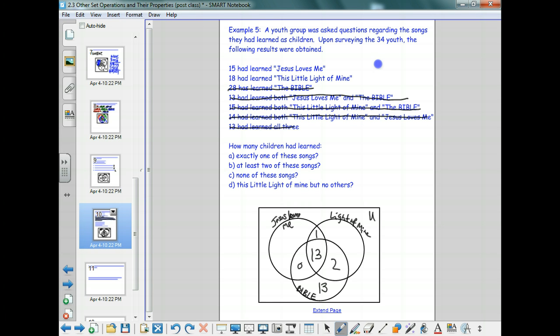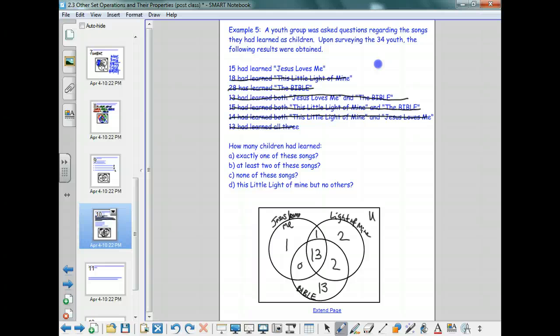18 had learned This Little Light of Mine. Okay, so and where'd you get the 16, Mackenzie? All right, so this 1, this 13, and this 2 make a total of 16. The whole circle is supposed to be 18, which leaves me with 2 on the outside. Excellent. All right, top one, 15 had learned Jesus Loves Me. We need one more, because right now I've got 1 and 13, which is 14, so one more goes on the outside. Am I done?